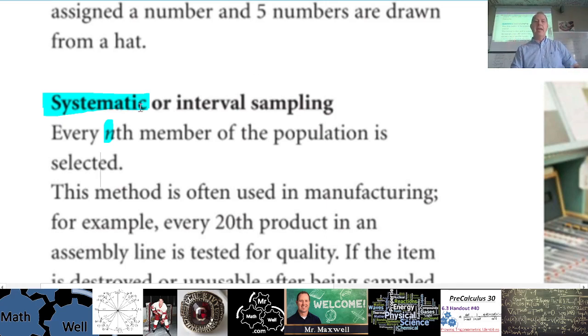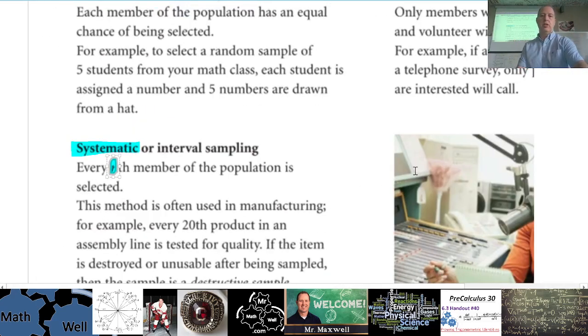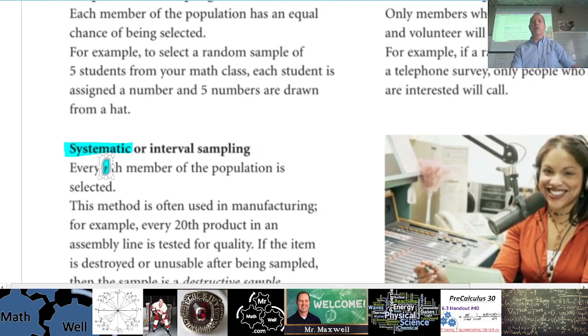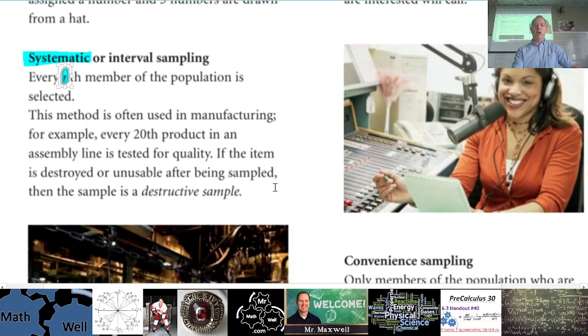Okay. And this nth is pretty important too. The nth number. You'll see that lots in math. It's just a variable. It means really any number could go in there. Oh, and the example would be every 20th product on the assembly line is tested. Okay, so that's a good one too, right? Every 20th product is tested, and the sample that's taken, the tests could be destructive or non-destructive sampling.